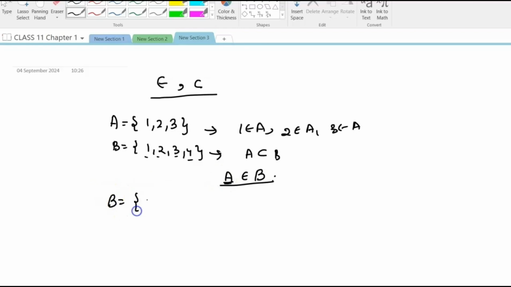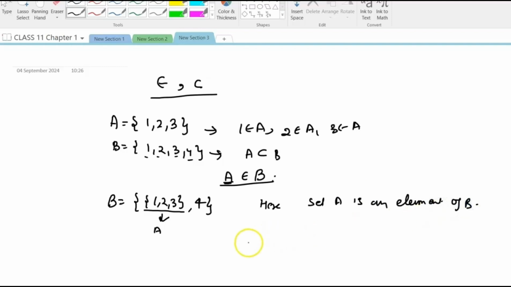If you take B as 1, 2, 3, and then 4, now here this set A is an element of B. Here set A is an element of B. Okay. So here we can say that A belongs to B, because A is present here as an element, not as a set.